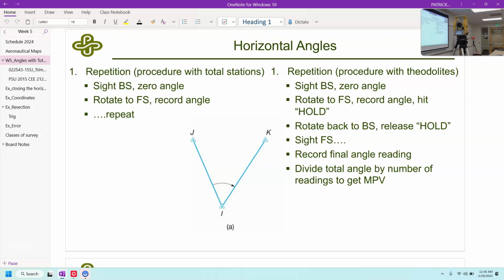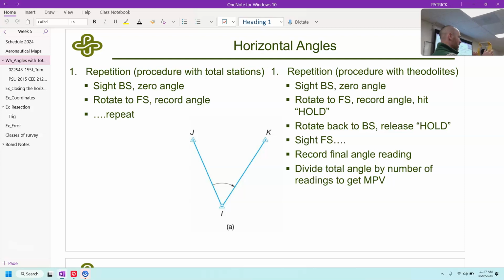But so I have either two of these, one on this station, one on the other station, or I just have one. I sight this one, zero my angle, carry that over to the next station, and measure the horizontal angle. So I'm measuring based on getting my initial back shot that I zero at the angle, hit zero, rotate, measure. That's kind of the most simple kind of repetition measure.